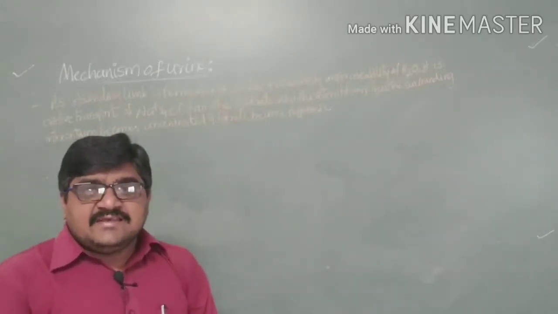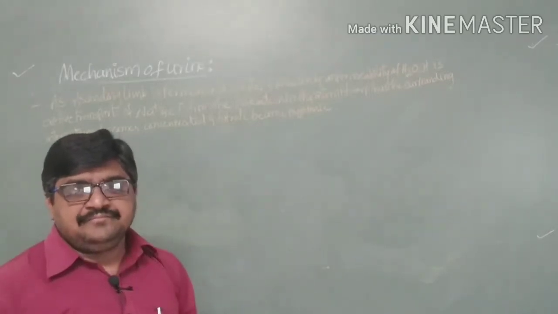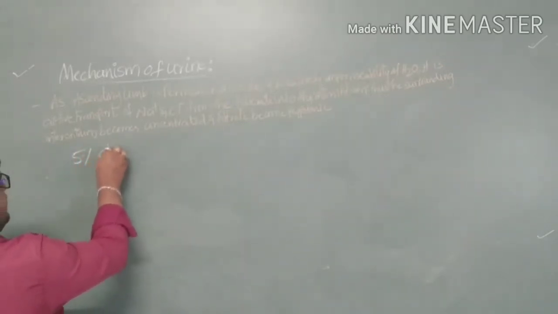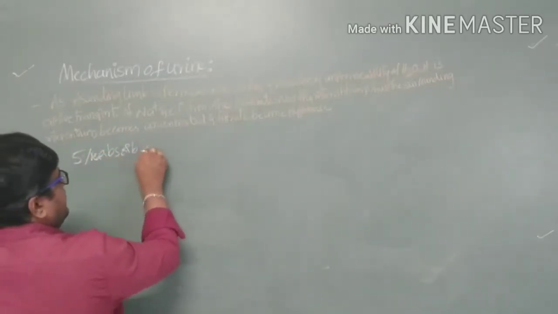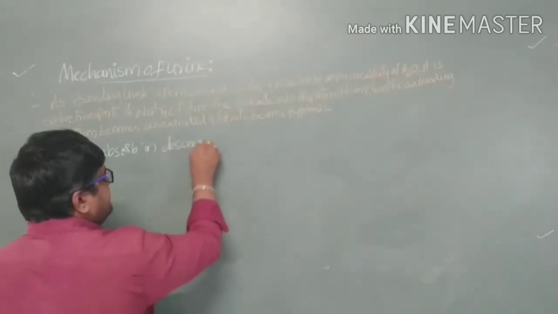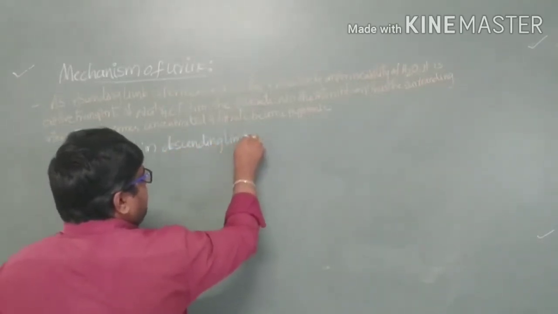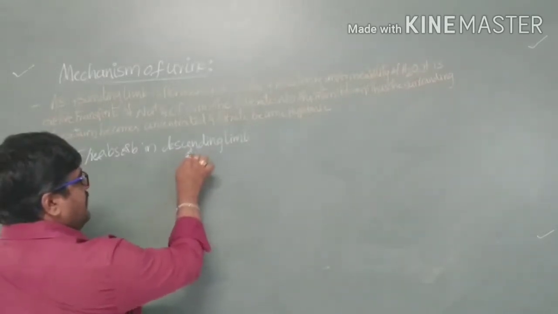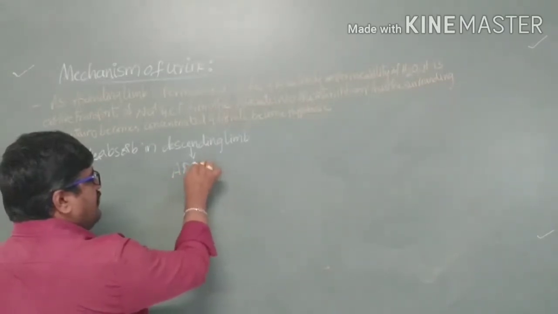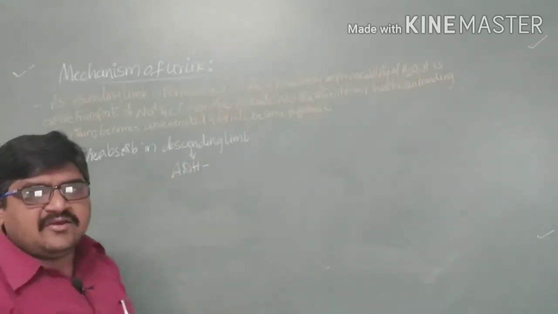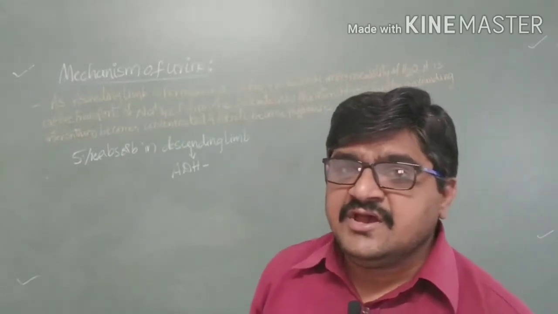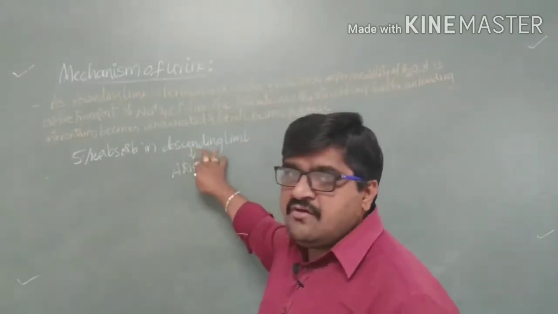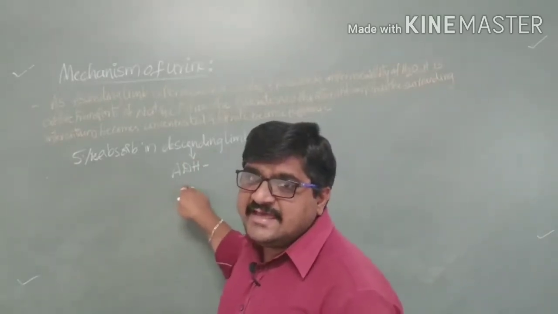And also, 5% of water is reabsorbed with the help of a hormone called ADH, the antidiuretic hormone. With the help of ADH, 5% of water reabsorption takes place in the distal convoluted tubule.